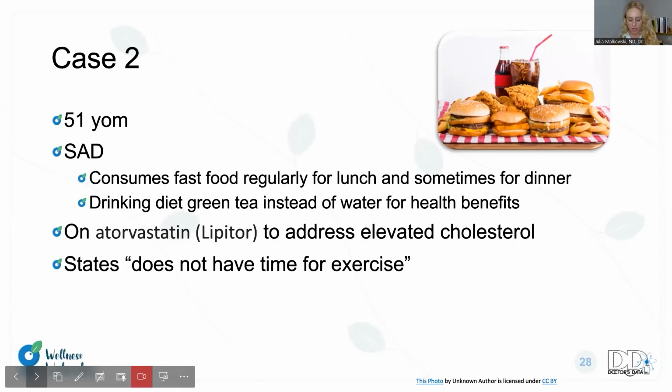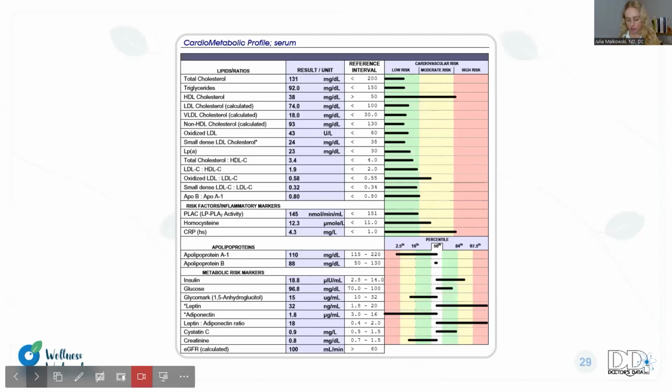Our second case is a 51-year-old male on the standard American diet. So this patient consumes fast food regularly, and this patient also is drinking green tea instead of water for health benefits. And this patient's on Lipitor, no time for exercise. So you have this patient in your practice, I'm sure. So let's take a look at their information here.